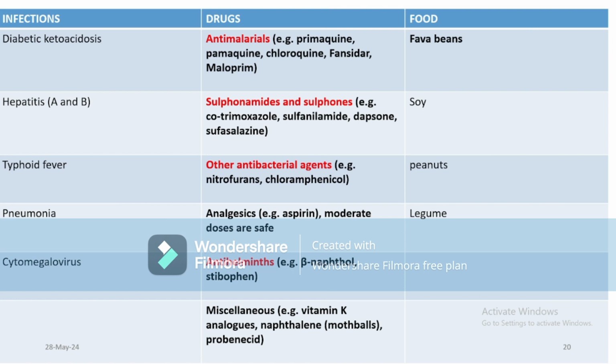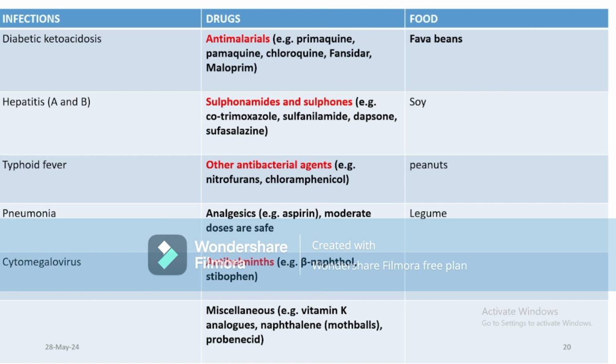Sulfonamides and sulfones, for example cotrimoxazole, sulfanilamide, dapsone, and sulfasalazine, all these drugs trigger hemolysis. So if you are G6PD deficient, you are not advised to take these. Other antibacterial drugs like nitrofurans and chloramphenicol, all these drugs trigger hemolysis.